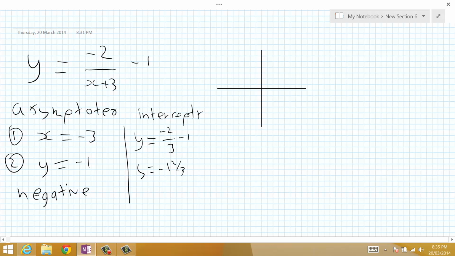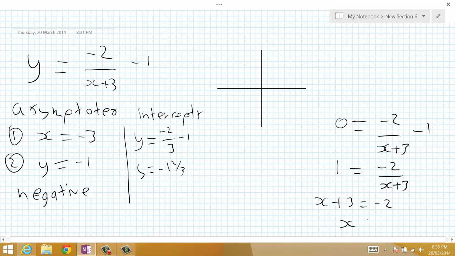Our second one, we have to set y equal to 0, so we end up with a slightly trickier equation. Zero equals -2 over x plus 3 minus 1. We add 1 to both sides. 1 equals -2 over x plus 3. We multiply through by x plus 3. X plus 3 equals -2. We subtract 3 from both sides. X equals -5.